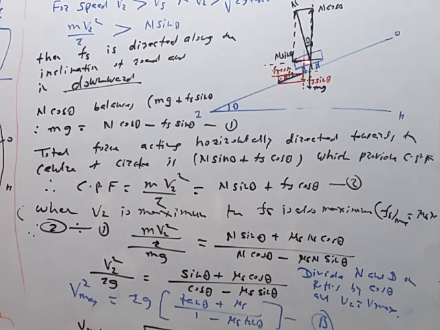And therefore, when the vehicle is moving in the radially outward direction toward the outer edge, the force of friction will be opposite to it, radially inward. So Fs is directed along the inclination of the road in the downward direction. Downward direction means it is directed toward the inner edge. So this Fs is resolved into two components. One is Fs cos theta directed horizontally toward the center. It will be part of the centripetal force, and Fs sin theta will be in the downward direction.